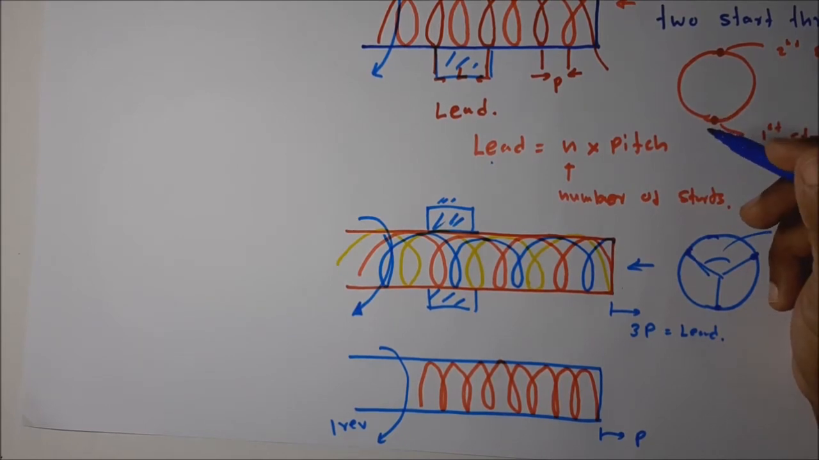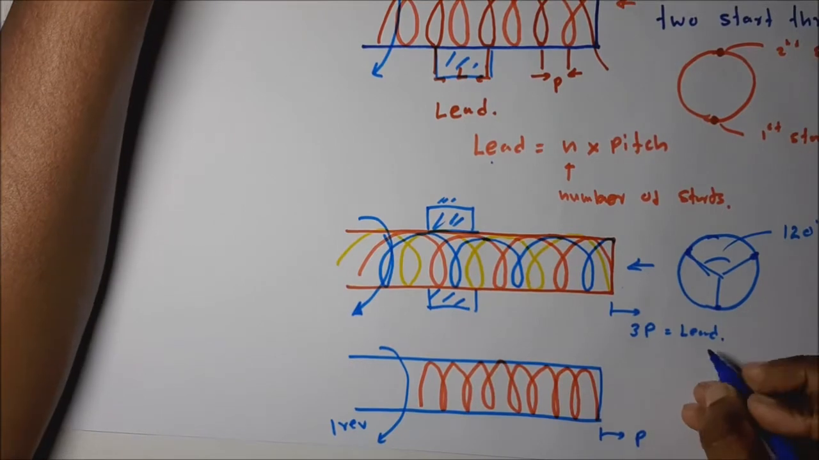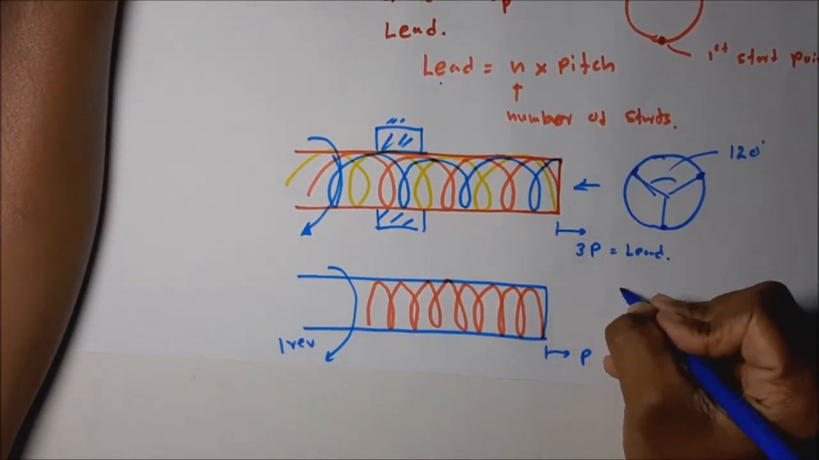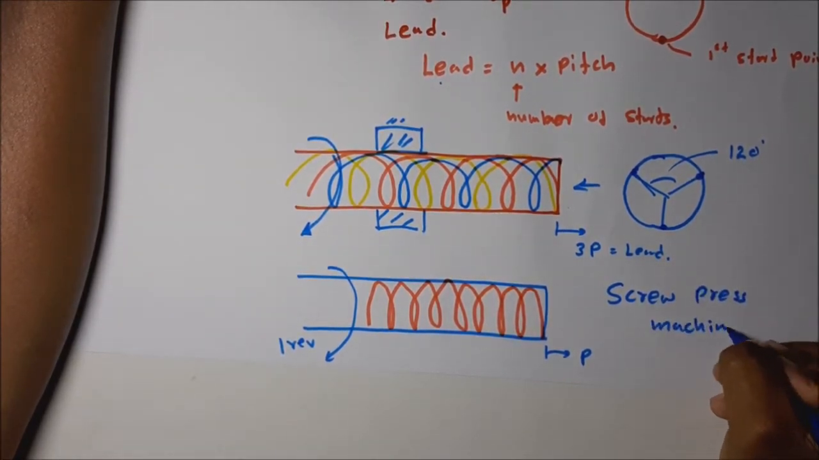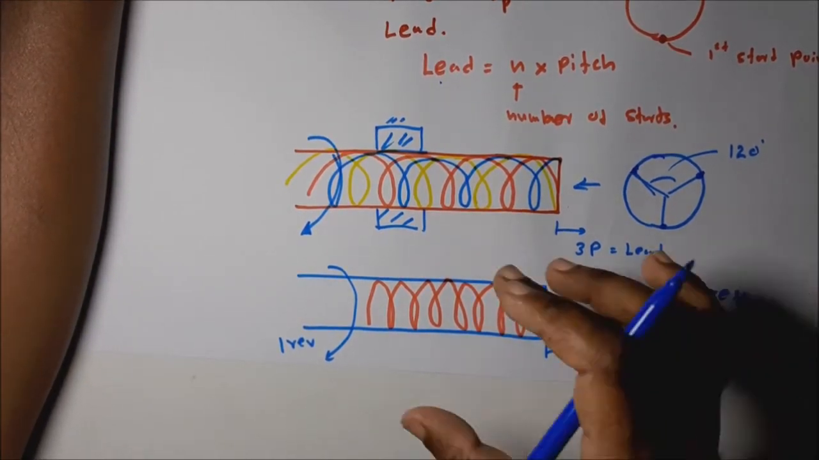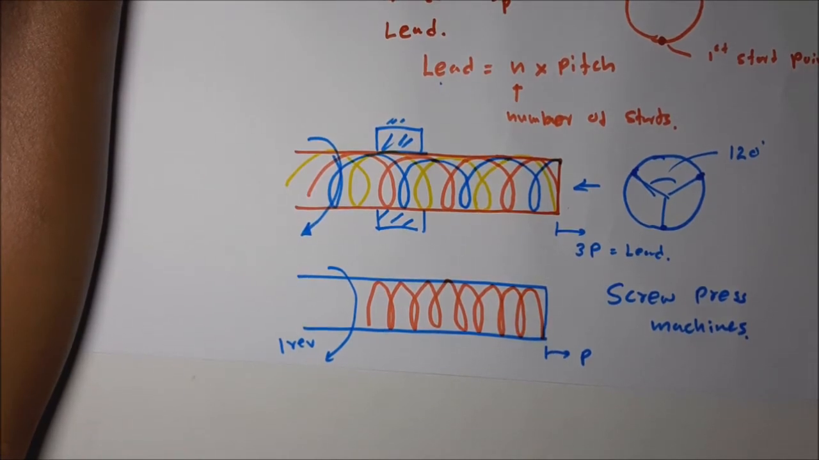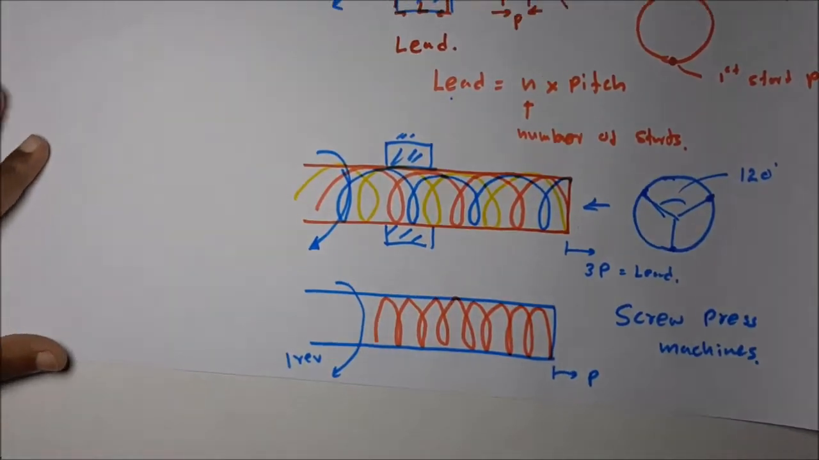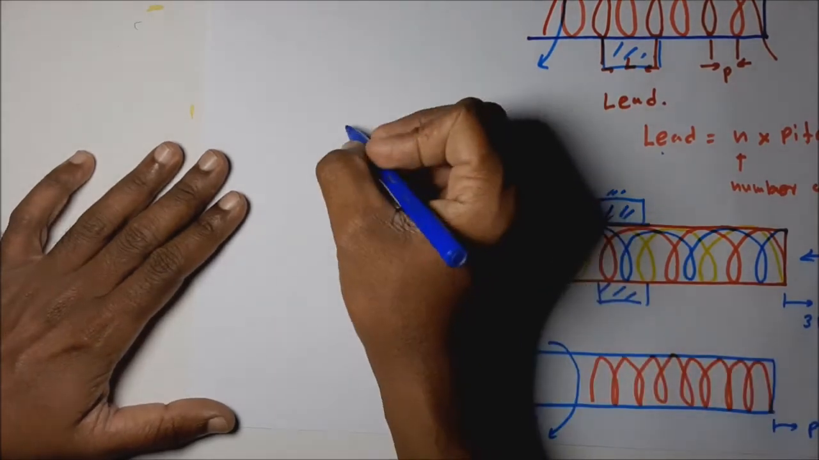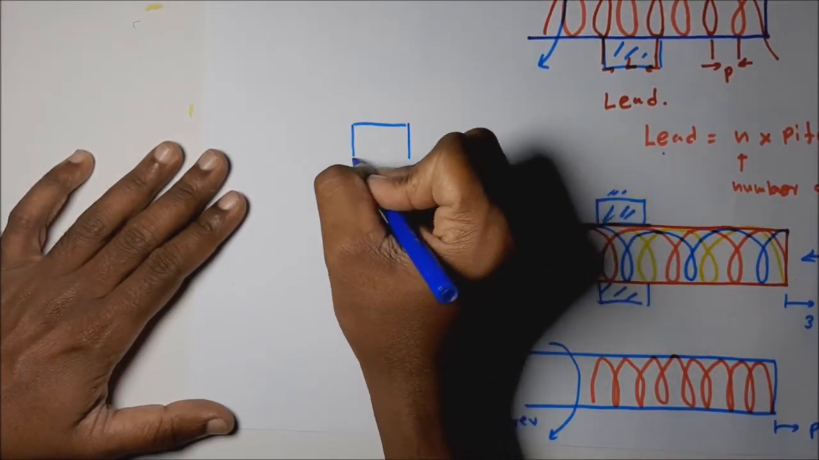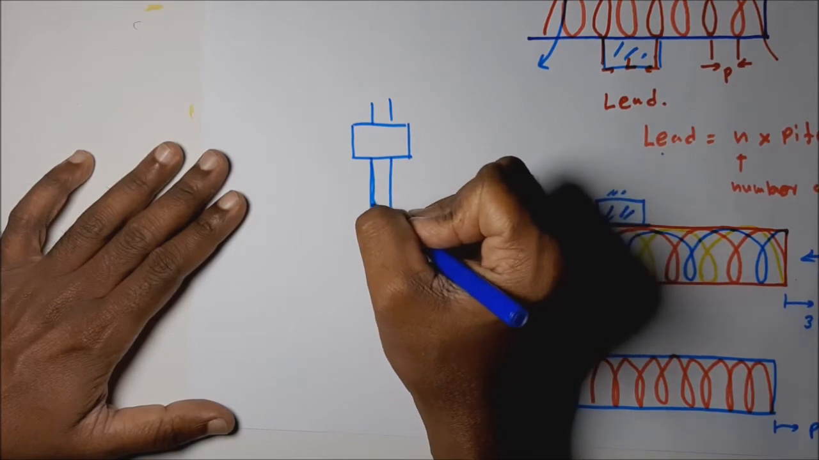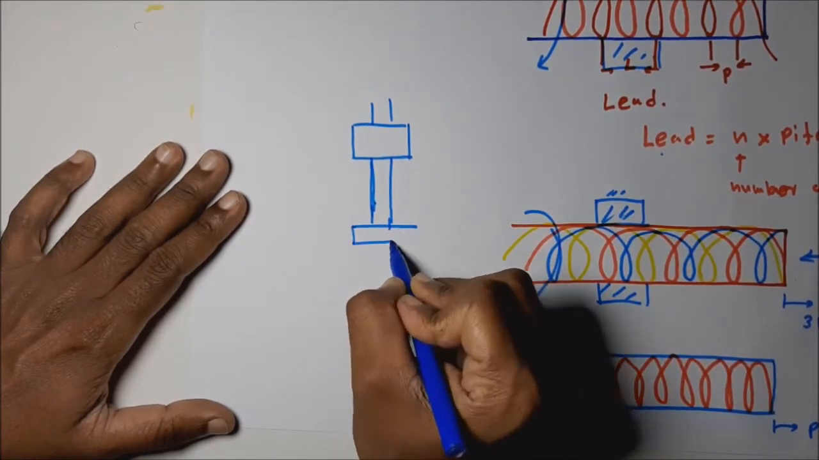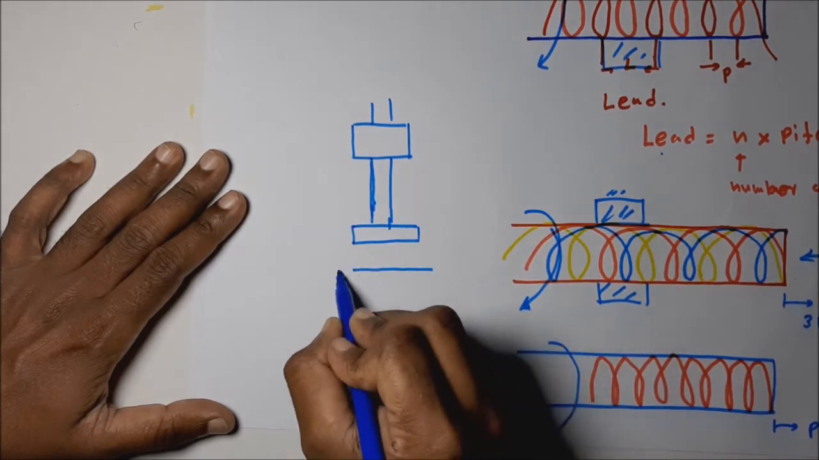For example, screw press machines use this technique, the multi-star thread, to get the higher extension for fewer revolutions. Okay, a screw press machine has the nut here, then the multi-star thread screw, and this is one half of the mold. Okay, the other half of the mold.